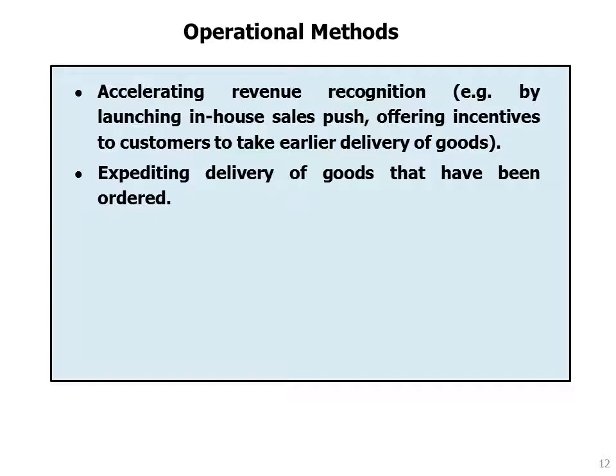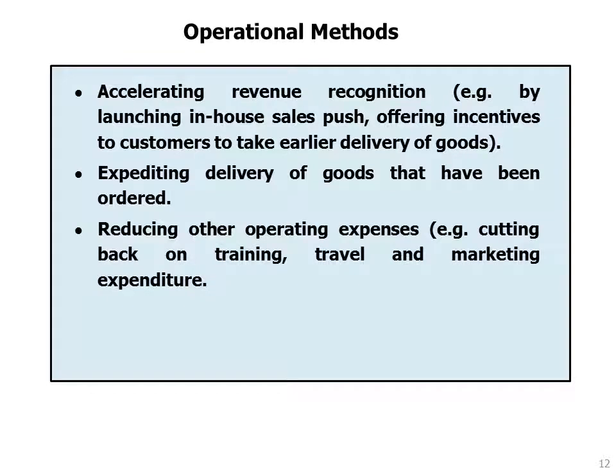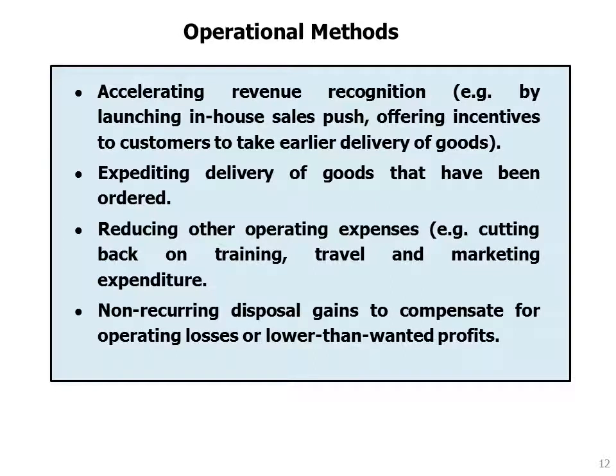And for orders that we already have, to ensure that we deliver those goods as quickly as possible, so that the sales meet the conditions of revenue recognition and we can recognise the revenue. That's on the income side. On the expense side, the typical way to reduce other operating expenses in the short term is to cut back on some of the discretionary non-operational expenditures such as training, travel, and even marketing expenditure. All of these can be cut in the short term to meet short-term profit goals.